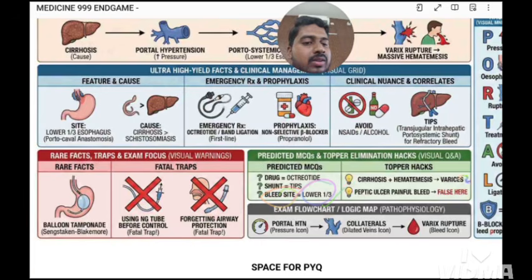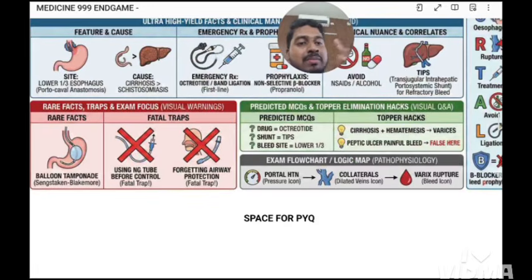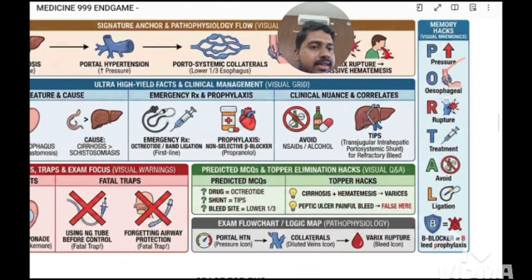Bleeding is more common in the lower 1/3 of the esophagus. Cirrhosis and hematemesis, think of varices, and peptic ulcer bleed will always be a painful bleed. There is one distinction between peptic ulcer bleed and bleed of esophageal varices. Esophageal varices bleed is painless, peptic ulcer bleed is painful. Okay, so I have discussed everything.